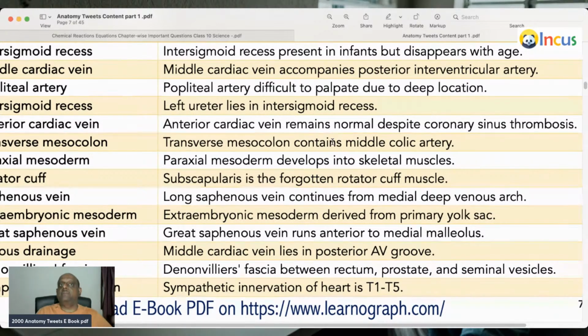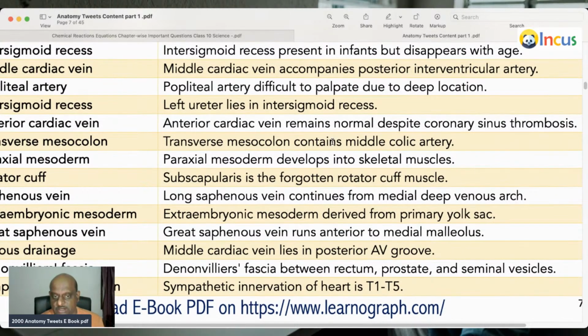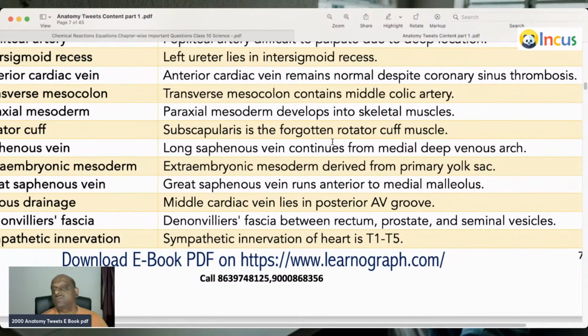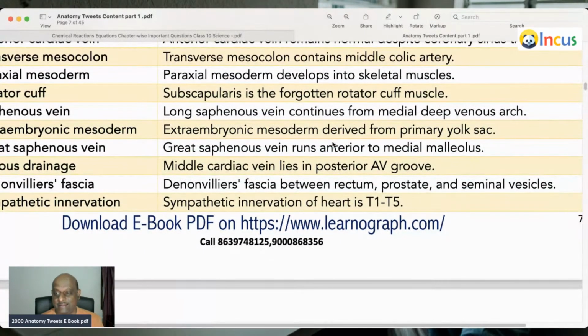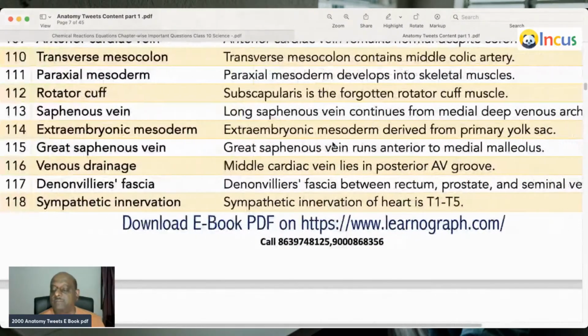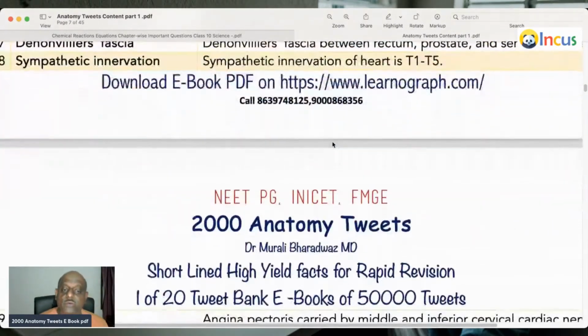From where does extra embryonic mesoderm derive, doctor? From the primary yolk sac, extra embryonic mesoderm is derived. Great saphenous vein, will it run anterior or posterior to medial malleolus? It runs anterior to medial malleolus. Denonvilliers' fascia, where is it located? It is between rectum, prostate, and the seminal vesicles. From where does sympathetic innervation of the heart come from? It comes from T1 to T5, is what you need to remember.